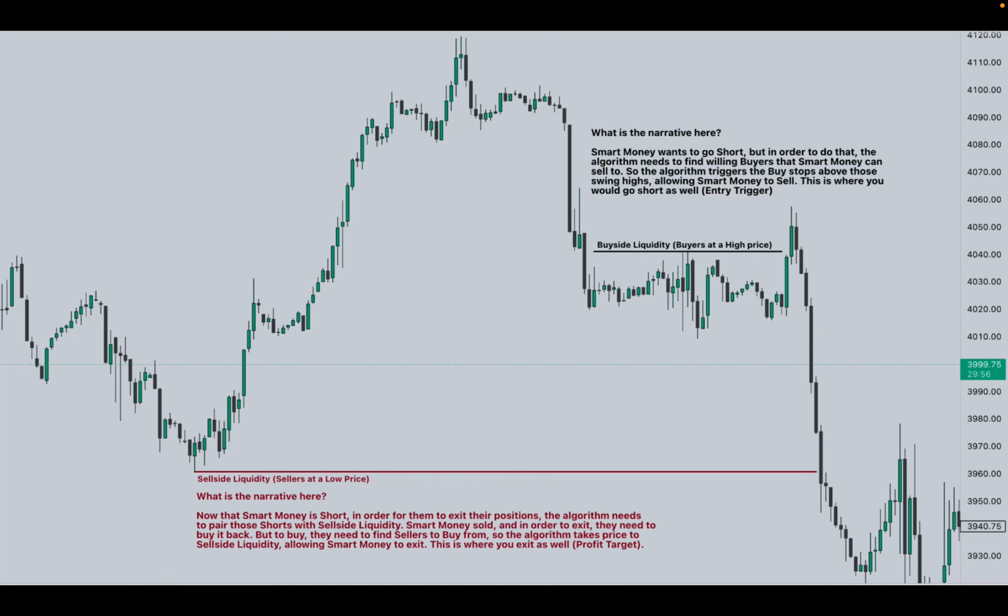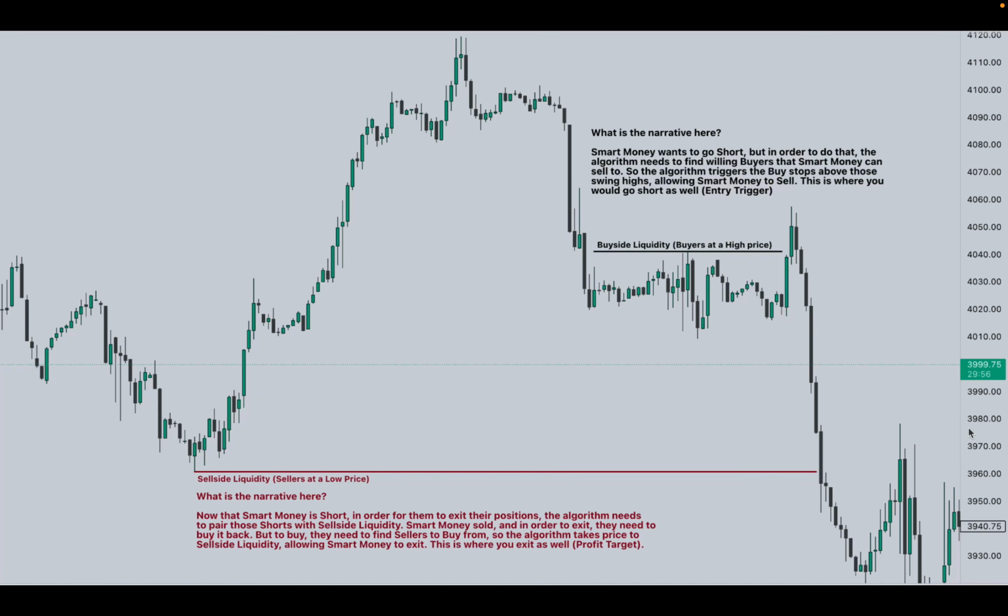This is where you would go short as well. Remember, anyone that has seen this sees this as what? Resistance. So they would anticipate that price would rally. Price rallied here, came down, rallied here, came down, rallied here, came down. So they'll see this as resistance. So they would anticipate that price would rally again, hit this level, and then drop.